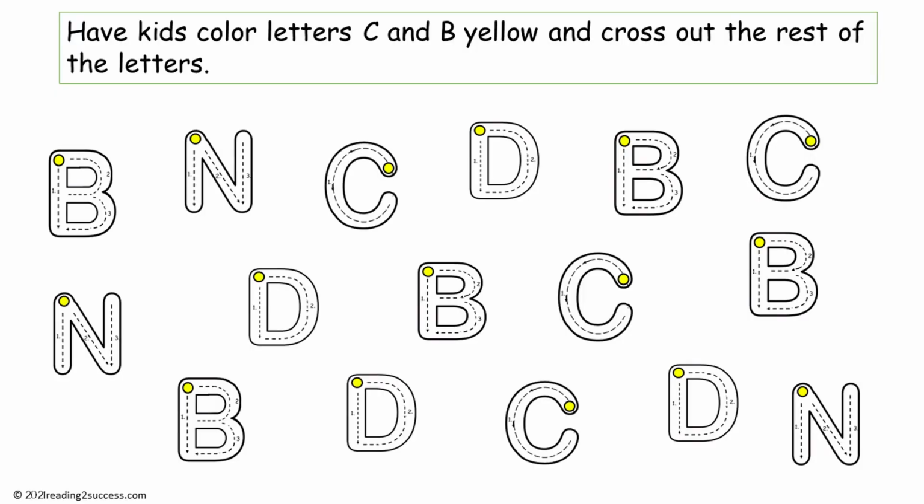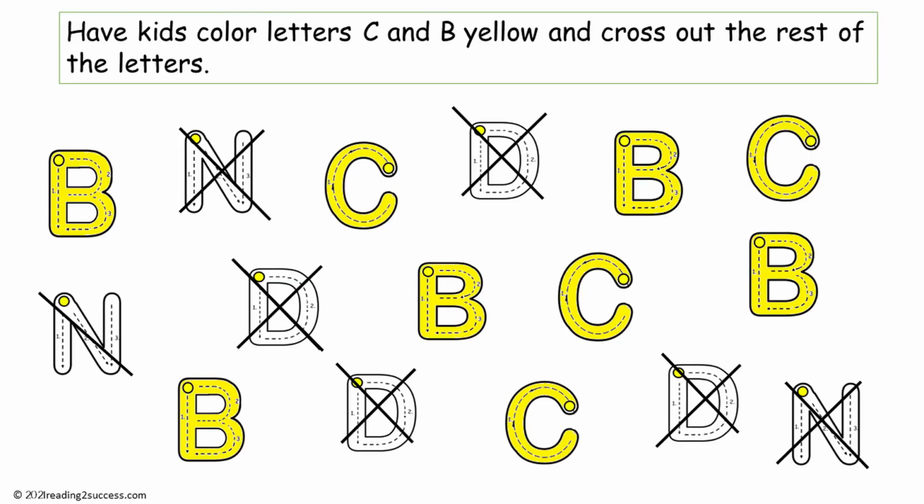In the next practice page, kids are to color letters C and B yellow and cross out the rest of the letters. This is a completed example.